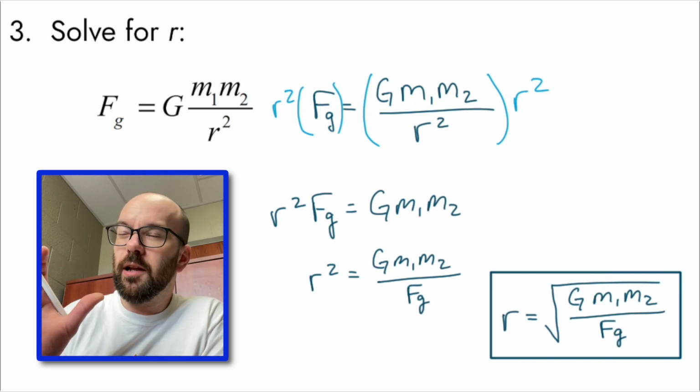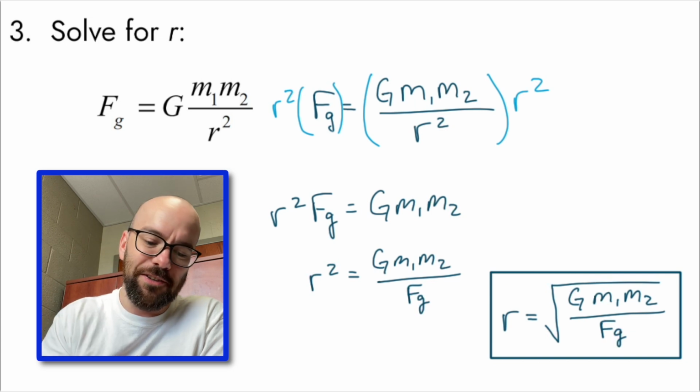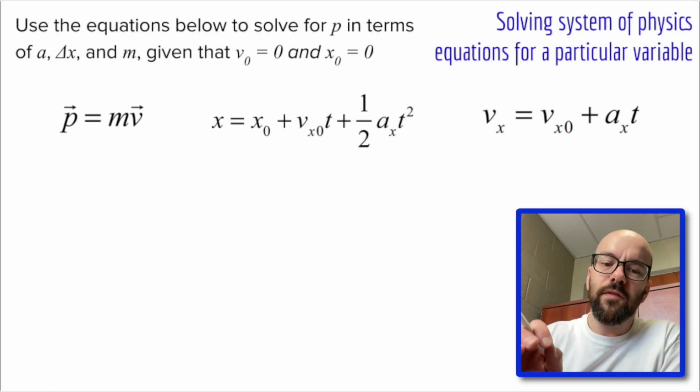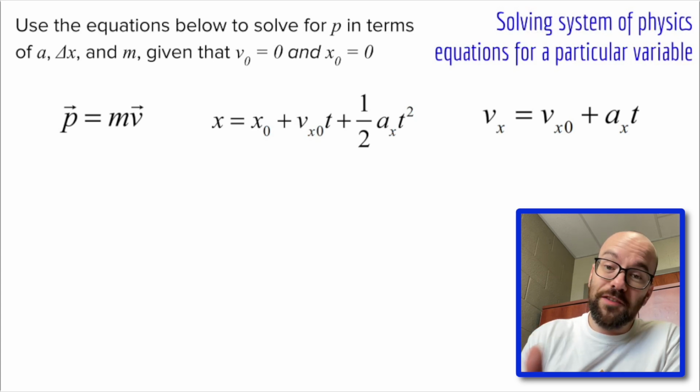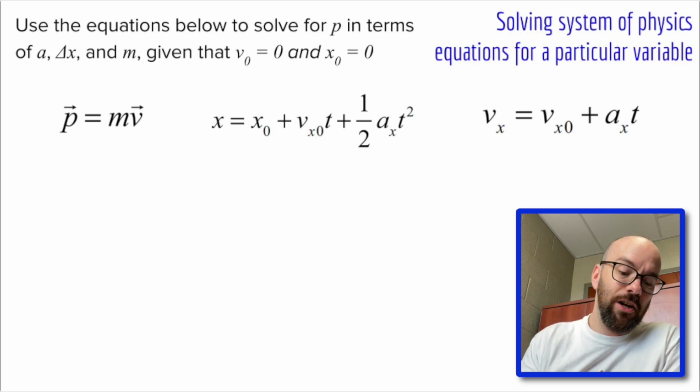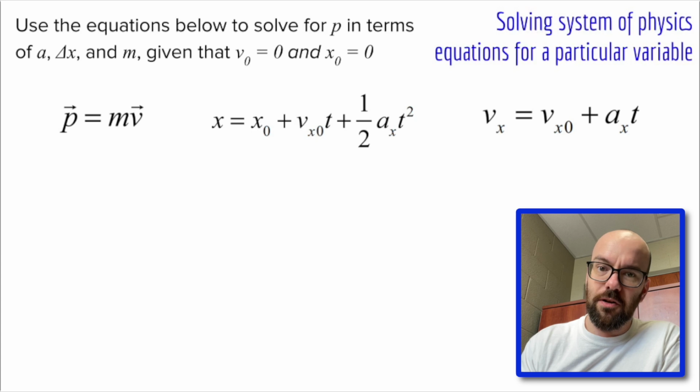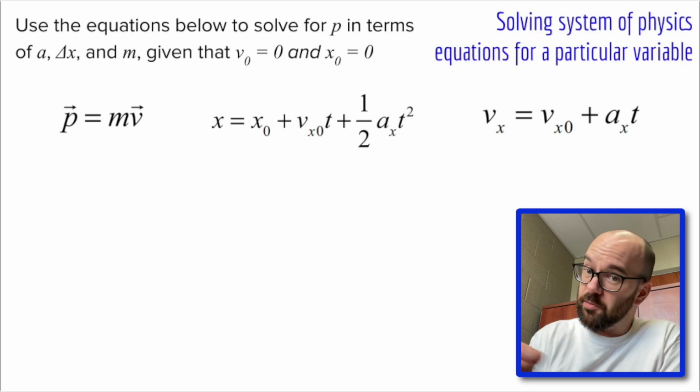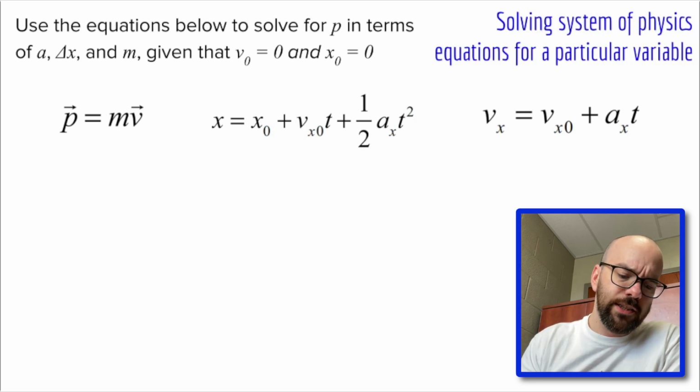Now let's take a look at the hardest problem of this video so far. In this one, we're solving a system of physics equations for a particular variable. Now I'm sure you've done systems of equations in Algebra 1. This is going to look a little bit different though. It's mostly a lot of substituting in, but again, we don't have any numbers that we're substituting in here. We're going to substitute one equation into another. So let's take a look at this.